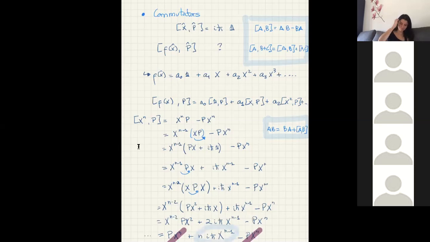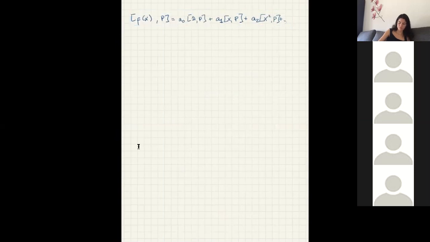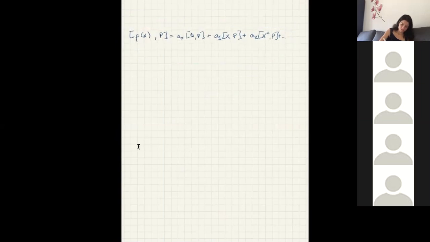Okay. So then let's continue here. So we copy. When we apply it now to the whole commutator, okay, I'll just write here the result we just got. So this was that x to the n p. This is niℏ x^(n-1).